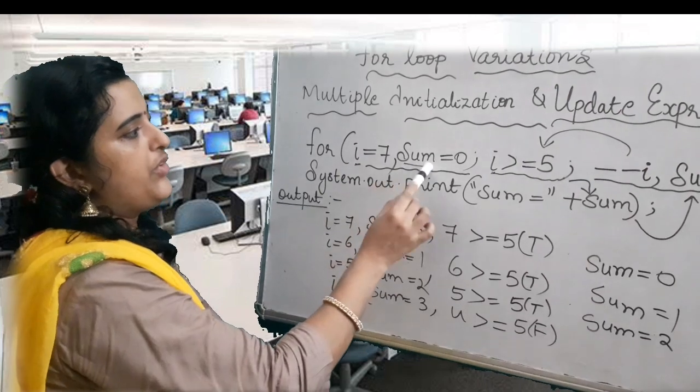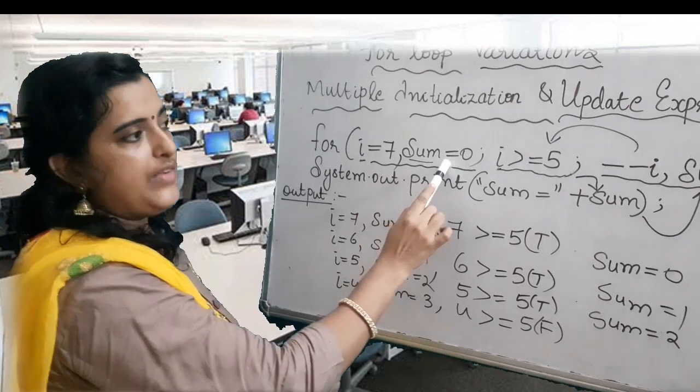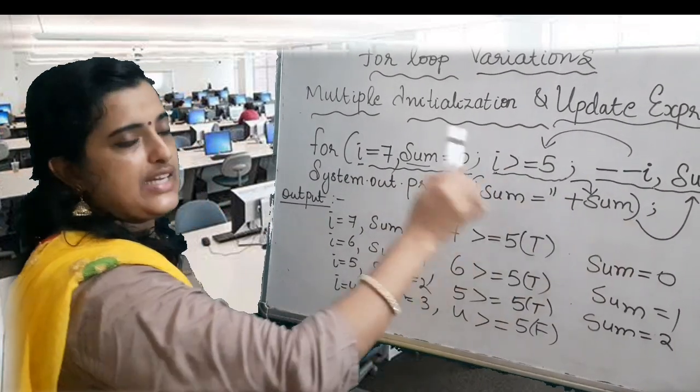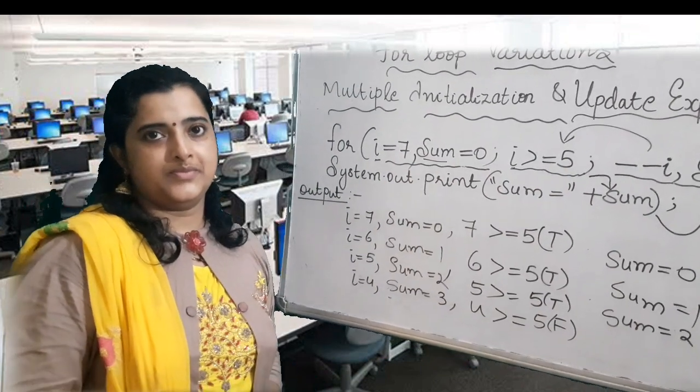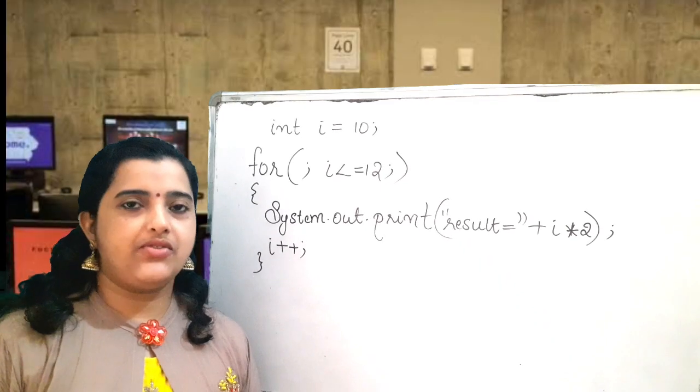So we are allowed to give multiple initialization statements and multiple updation statements in a single for loop. So the first variation of the for loop is over.